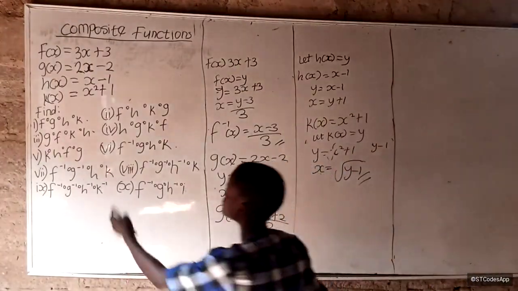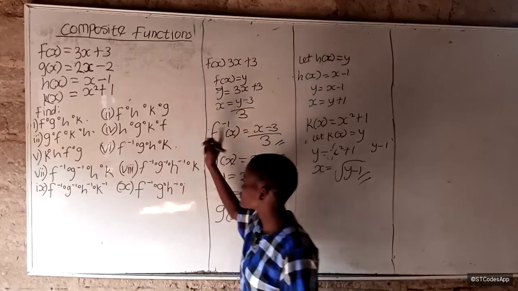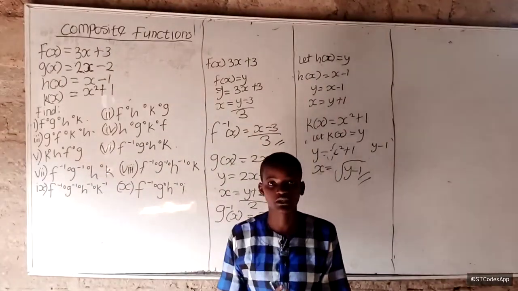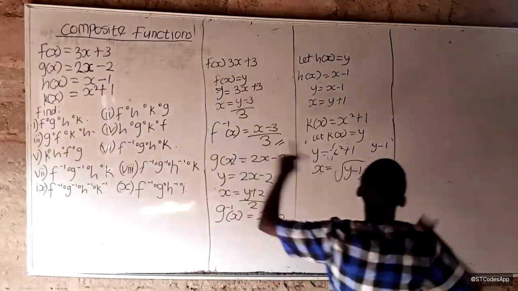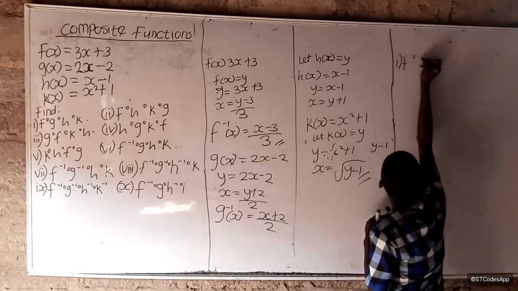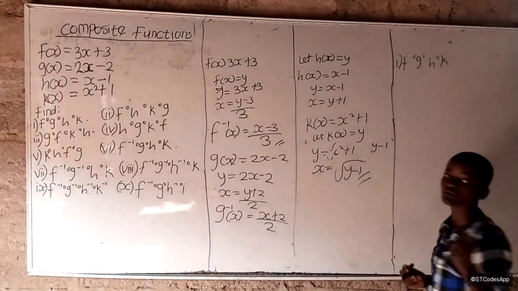So going on to the questions, I'd like to solve question 1, question 3, question 6, and the last question. So you take the rest as assignment and make sure to submit in the comment section. So starting with question 1 first, we have f of g of h of k. How do we go about it?